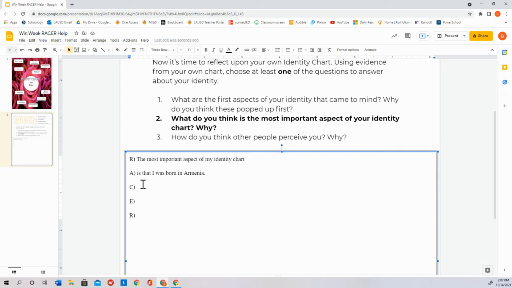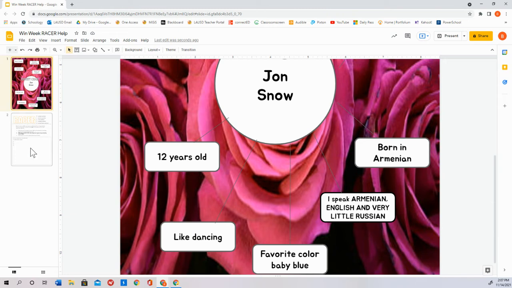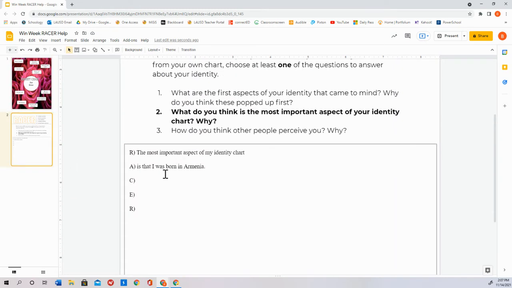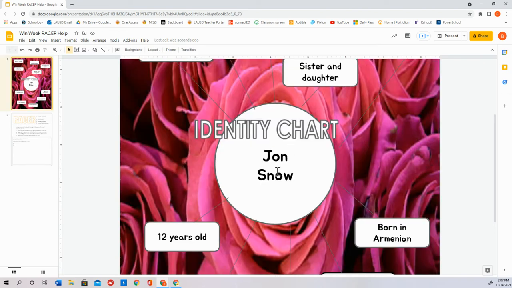Next is the C. Cite your evidence. Your evidence is your identity chart. This is where you get to say, Mr. Plush, I'm not making this up. I found the answer. So, all I want you to write here right now, just keep it easy for me. On my identity chart, it says that I was born in Armenia. Again, this is my example. Because here's what you're saying. On my identity chart, it says that I was born in Armenia. Mr. Plush, go back and look. You see right here, it says born in Armenia. So I've proven it to you.